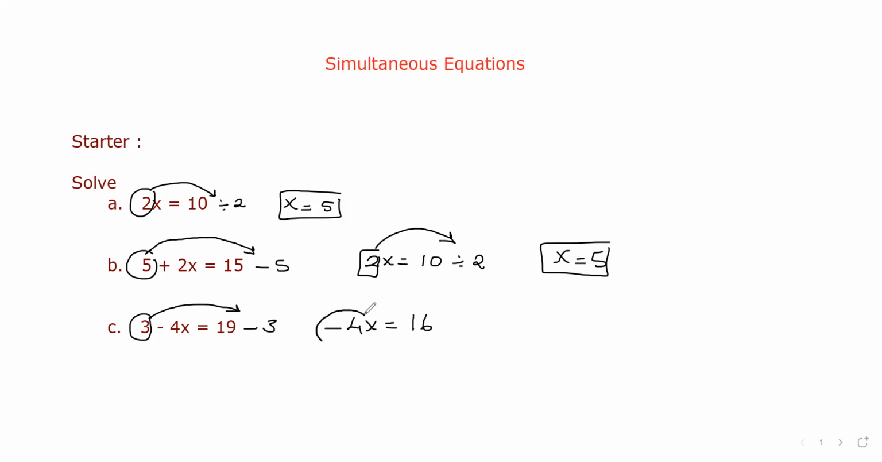After then, I can take the coefficient of the x, which is negative 4. I will move it to the other side with an opposite operation. Here, negative 4x means negative 4 multiplied by x. So I will just get the opposite operation of the multiplication, which is division. I will move the negative 4 to the other side instead of multiplication into division. So x equals 16 divided by negative 4, which is negative 4.